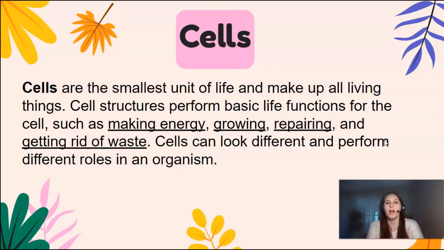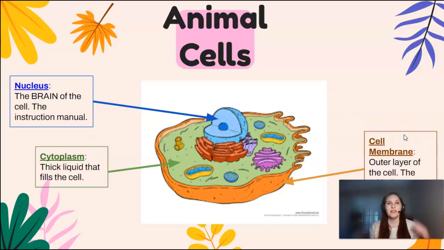Cell structures perform a lot of functions for each cell. They make energy, they cause the living thing to grow. They cause the living thing to repair. For example, when you scratch your arm or get a bruise or something like that, it's the cells that heal it and repair it for you. And also getting rid of waste. Cells can look different and perform different roles in the organism or living thing. So we're going to talk about animal cells and plant cells.